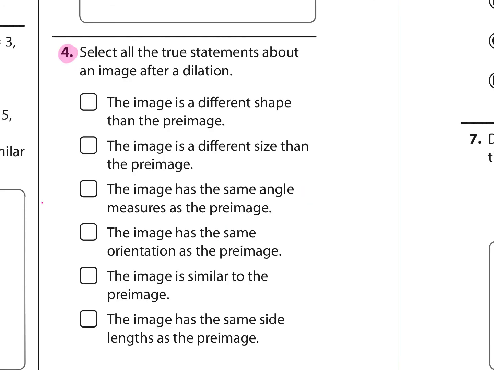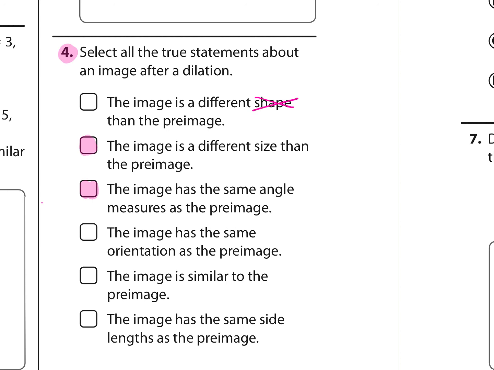Number 4, select all true statements about an image after a dilation. The first one says the image is a different shape than the pre-image. That's not true. The shape stays the same. 2 says the image is a different size. That's true because they're similar but not congruent. 3 says the image has the same angle measures as the pre-image. That's true. Angle measures never change.